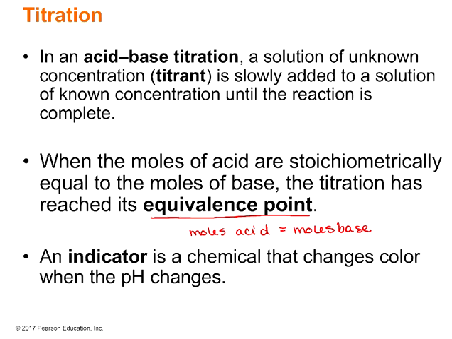Now, often we need a way to determine where the equivalence point is. So we're going to use something called an indicator. And this is a chemical that changes color when the pH changes. So we're going to cover all of these different concepts.